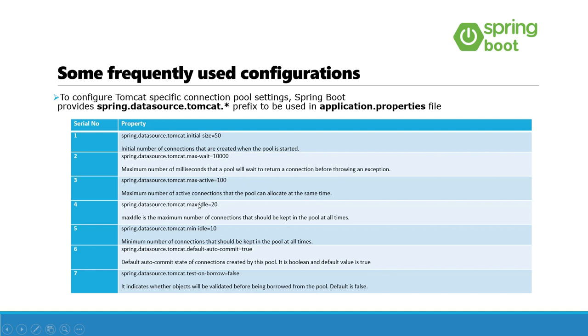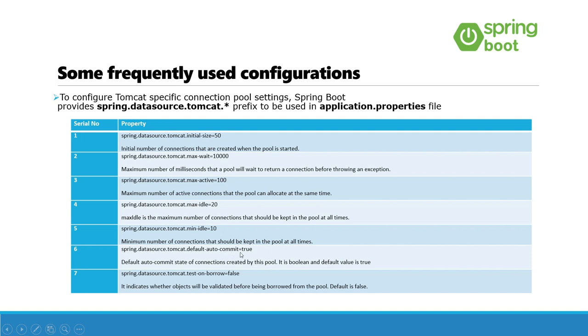Then max active: this is the maximum number of active connections that the pool can allocate at the same time, so it is the maximum number of connections allowed in the pool. Then we have max idle, which is 20. Max idle is the maximum number of connections that should be kept in the pool at all times. Similarly, min idle is of course the opposite.